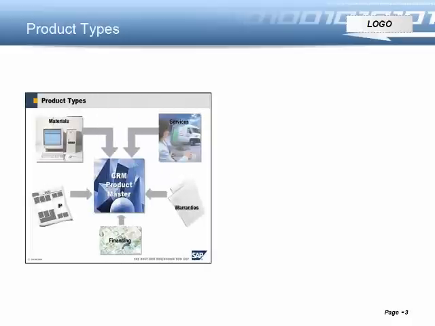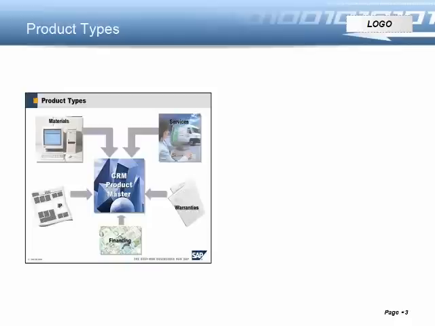Now we will see product types. What are the different product types in SAP CRM? We have 6 different types of product. We'll discuss them one by one. This is a picture of product types. Here it is shown 5 different product types in this picture.